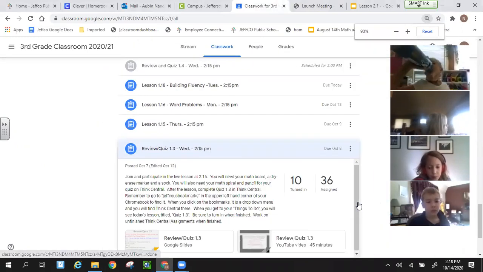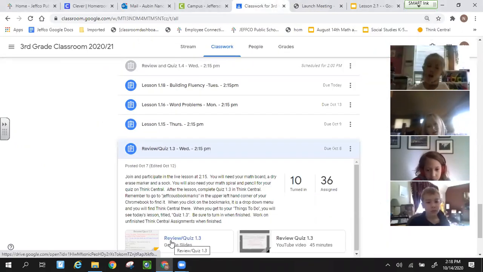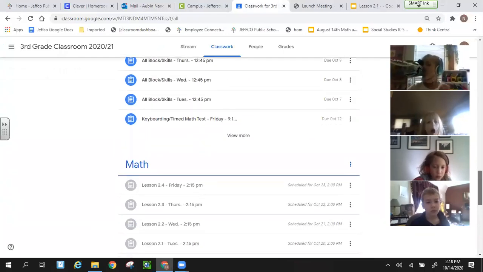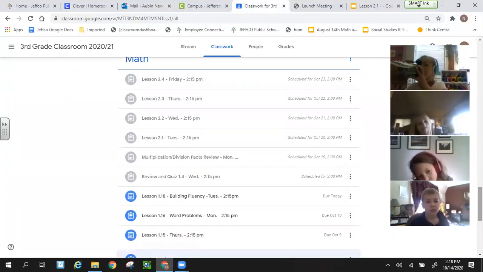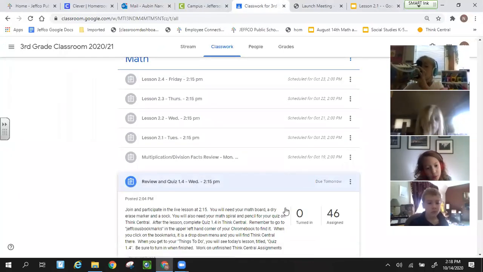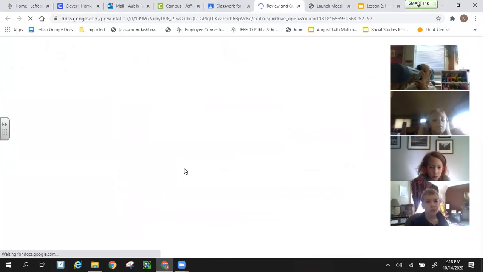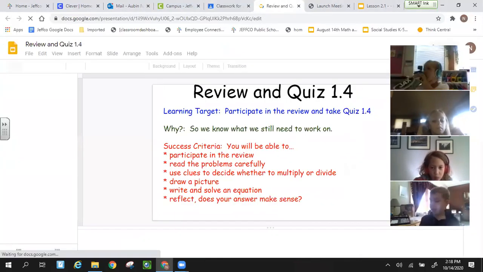Whoa. I know, right? This looks like the wrong one. Yep, 1.3. We don't want 1.3. Where am I? Math quiz 1.4. Make sure we're on the right one. So we are going to be taking quiz 1.4 today. So our learning target is to review for sure.